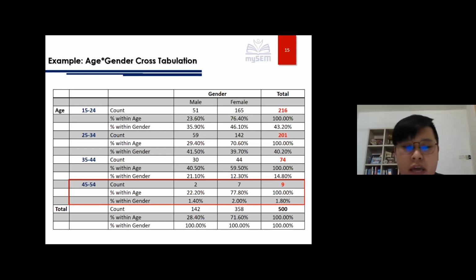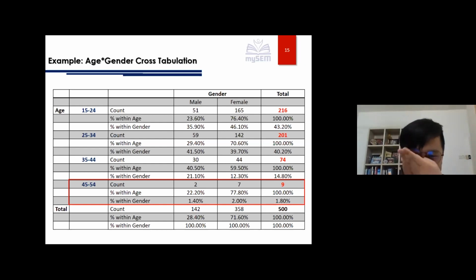Why? Either you can delete this particular group of people, or you need to find a way to solve this 45 to 54 age group, including male and female. So this is just an example to show why sample size is important. When you do a cross tab, you will see within cell whether it achieves more than 10 sample size or not. So this is a criterion regarding sample size.